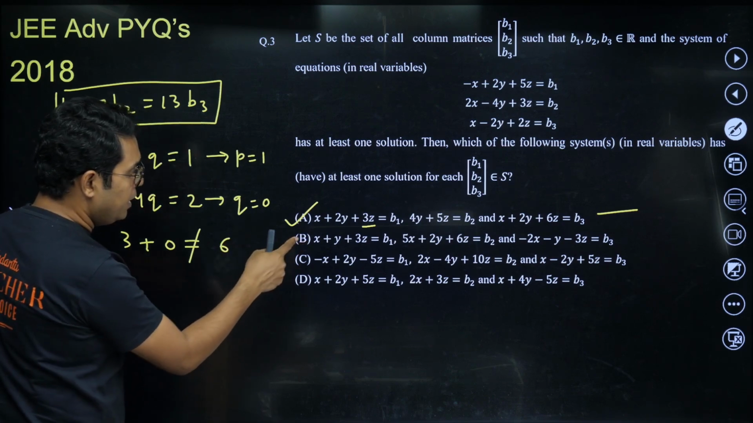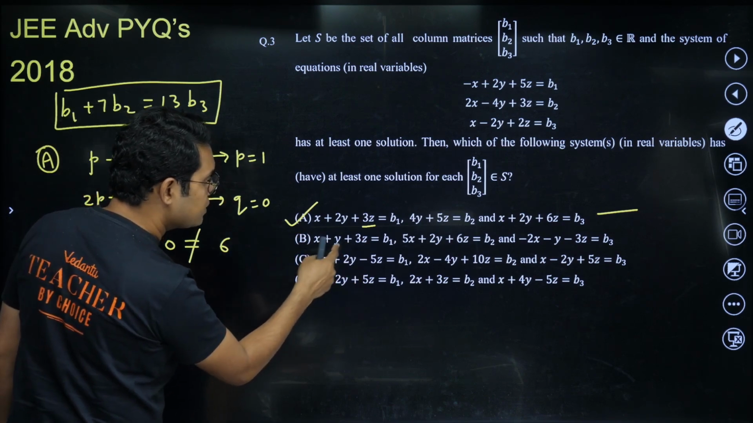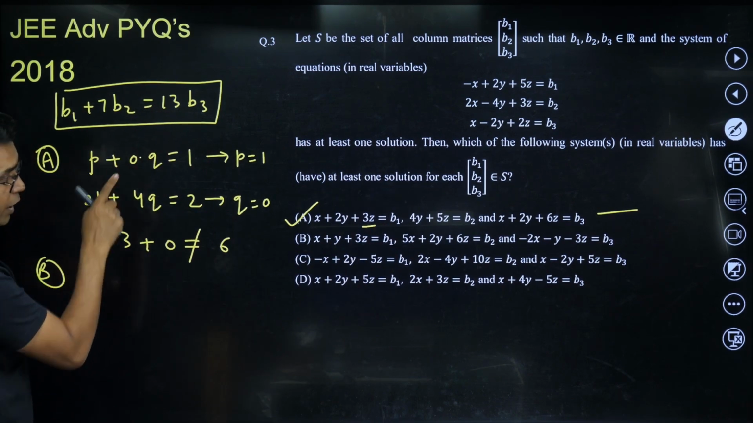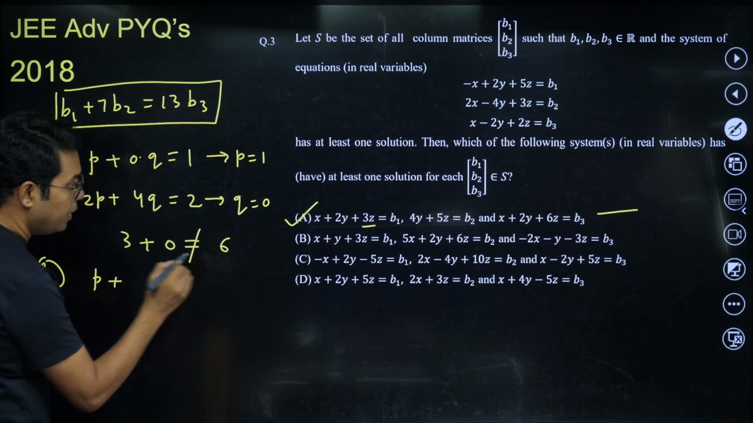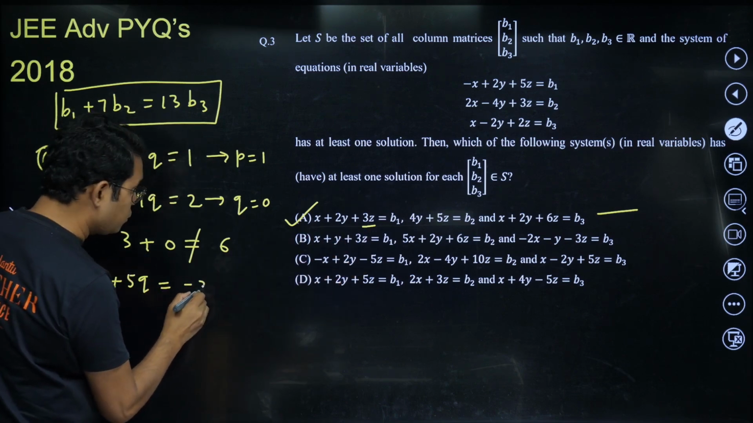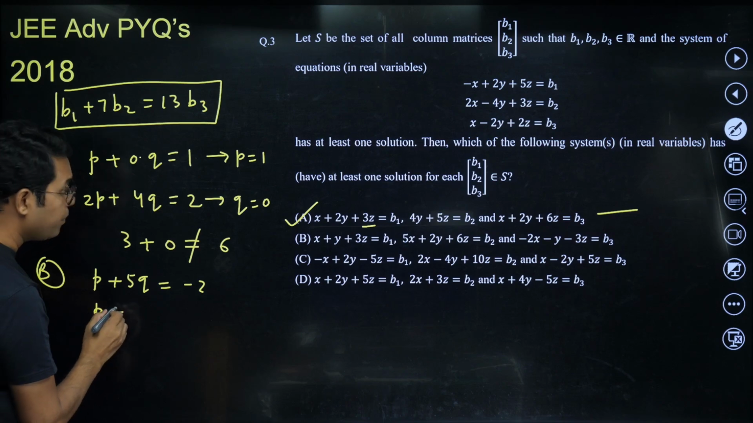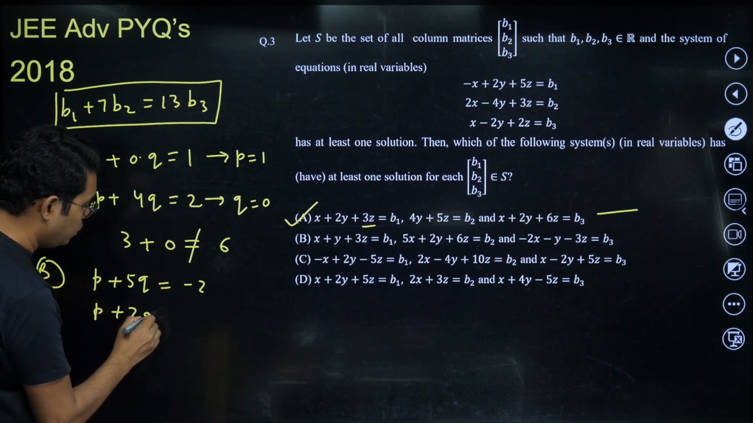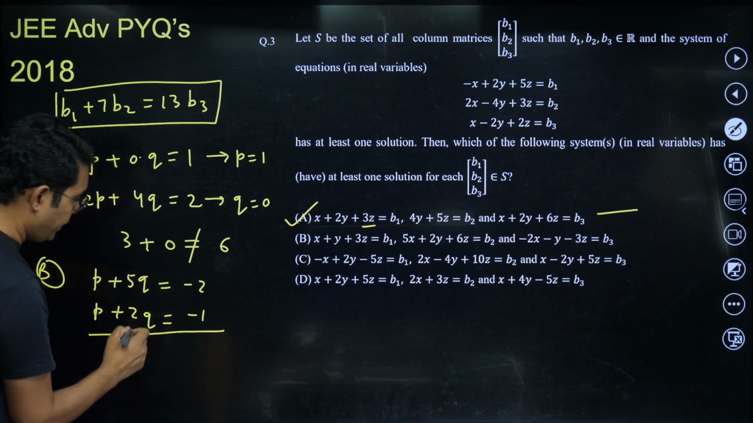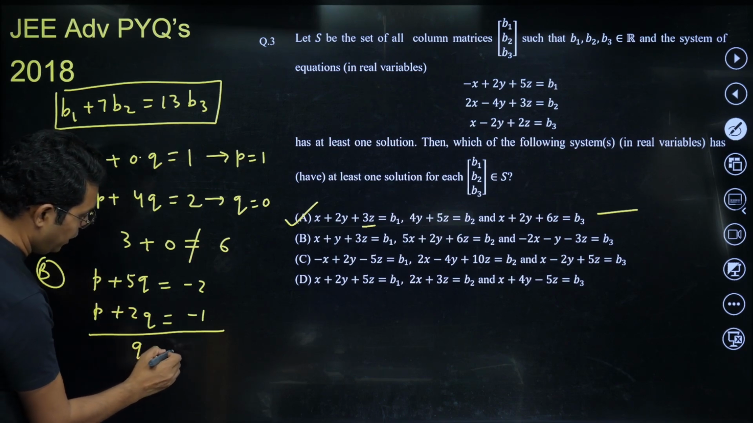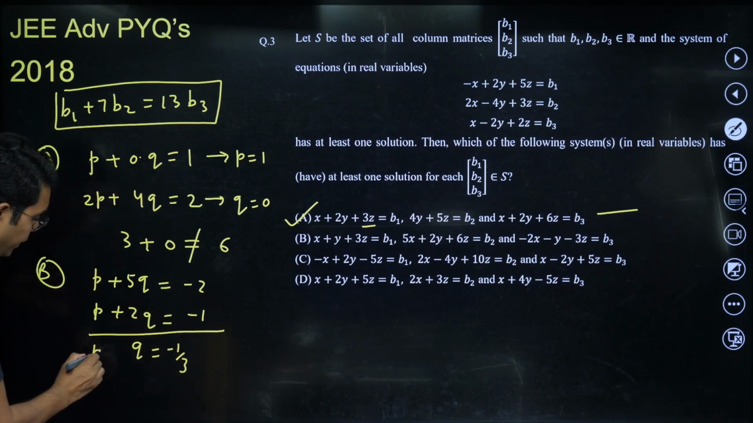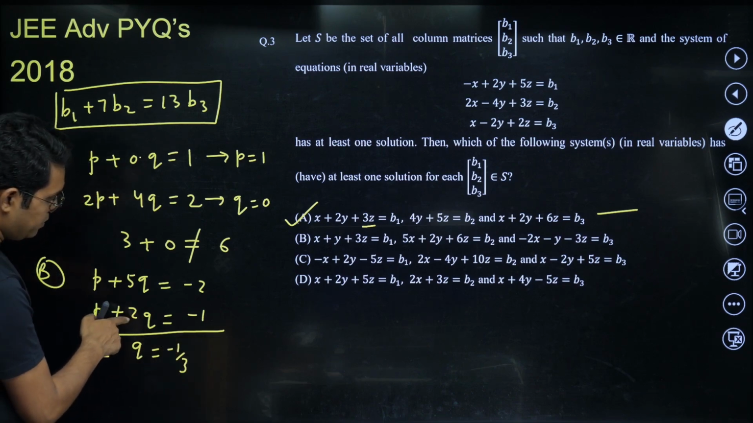Here you can see they are having X, all the terms are there. So this P is different from the A option, please don't confuse with this. P plus 5Q is equal to minus 2, and this is P plus 2Q is equal to minus 1. If we subtract these two, I think you will get Q equal to minus 1 upon 3. And if you put it here, the value of P comes out to be, I think, minus 2 upon 3.